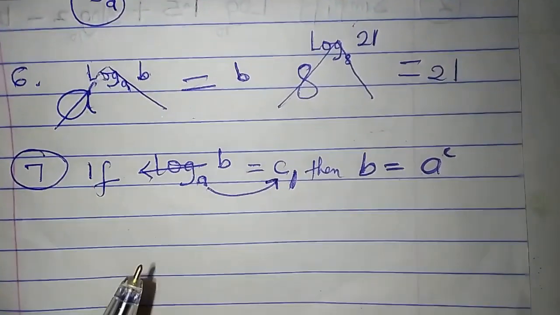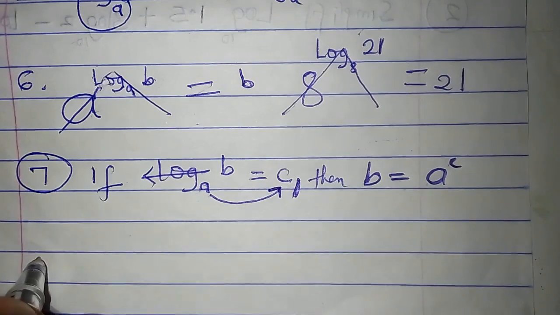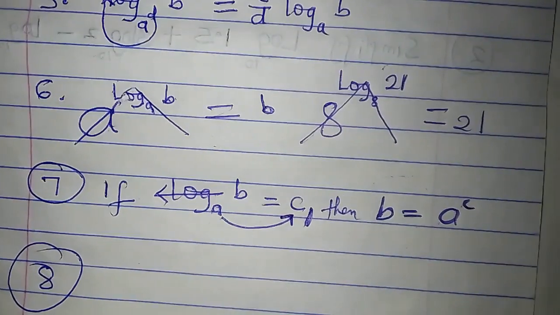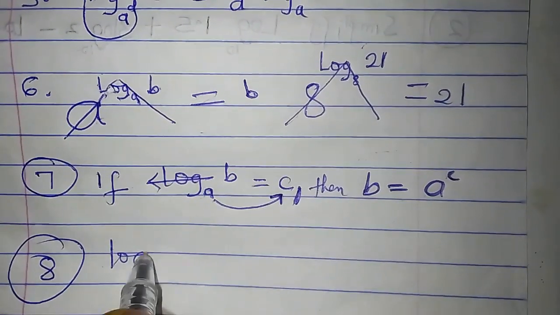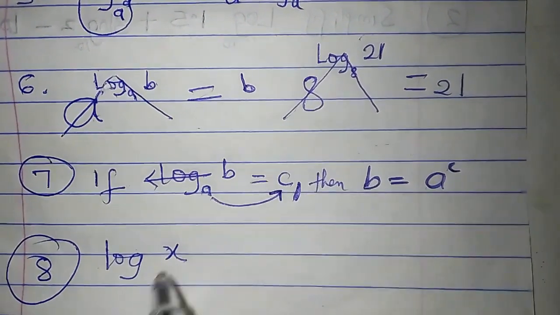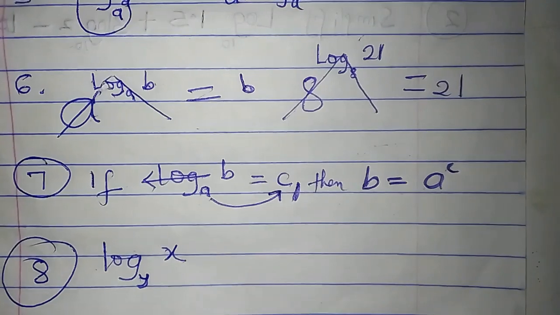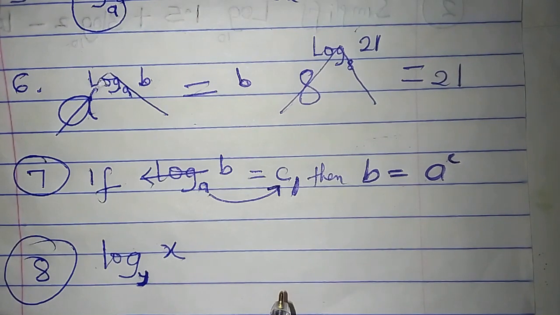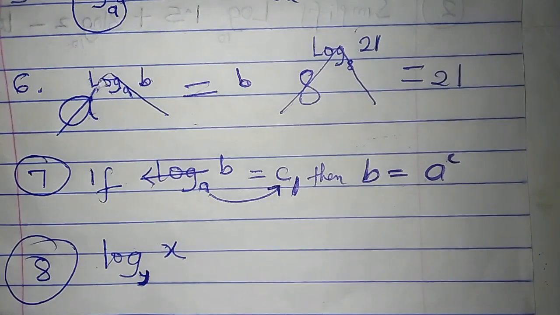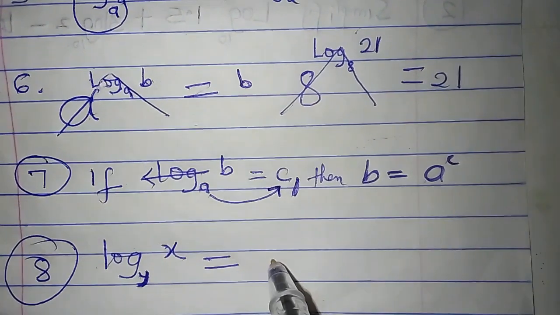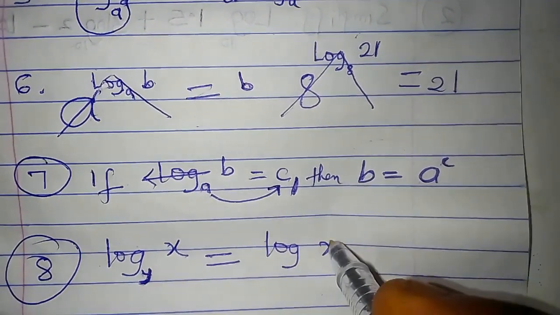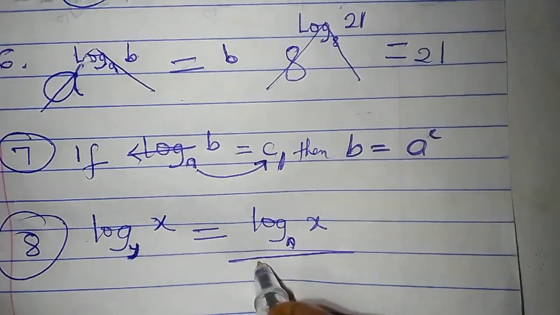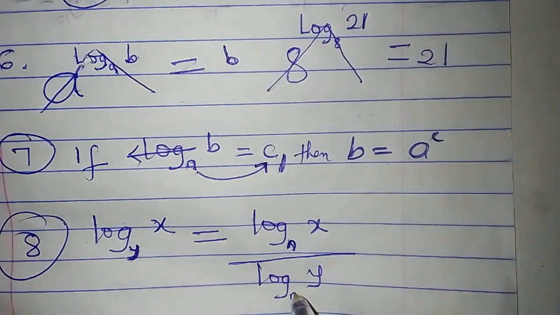Now, there is one law that is left that I'm going to state. This law has to do with change of base. For example, I have the log of a number, let's say x to base y. Now, I want to change my base y to something else. Let's say I want to change it to base n. The law of logarithm says this is equal to log of x to base n divided by log of y to base n.